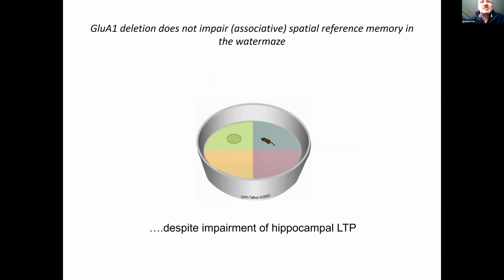And first thing to say about GluA1 is that if you knock it out in a mouse, the mice can learn the standard water maze task perfectly well. So they're perfectly capable of forming associations, for example, between a particular place and the presence of a platform, despite there being an impairment in hippocampal LTP.